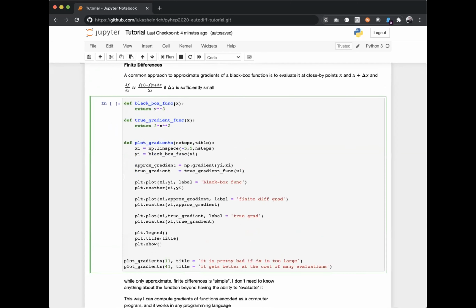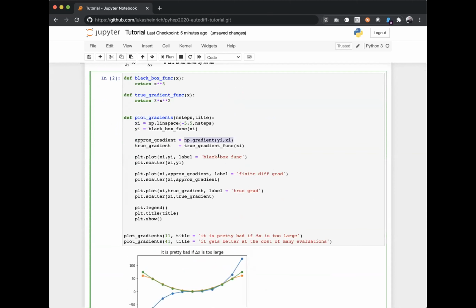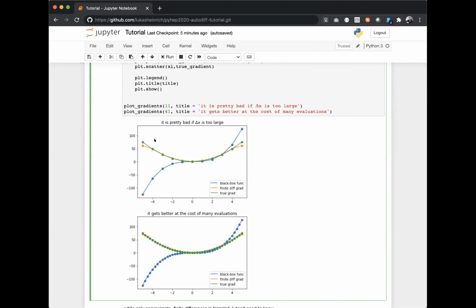I have a small black box function. It's not black box here because you can see what it is. It's x cubed, and the true gradient function, of course, we know is 3x squared. We can compute these finite difference gradients in a very simple way. NumPy has a gradient function that computes finite difference gradients, and we can compare it to the true gradients. What we see here is that if the spacing is pretty coarse, the approximation can become bad at certain points. This is x cubed at coarse spacing, with the true gradient in green and the finite difference gradients in orange.